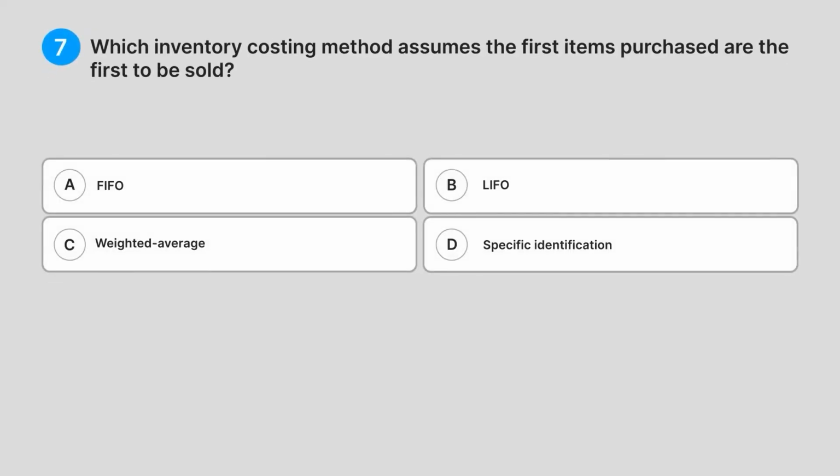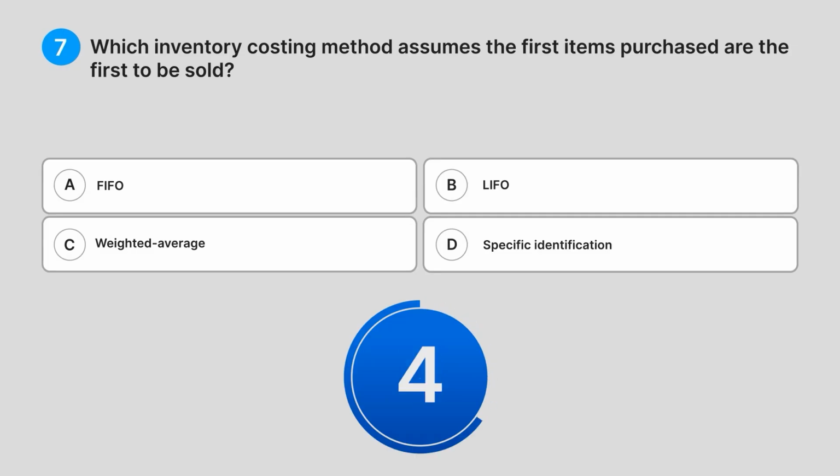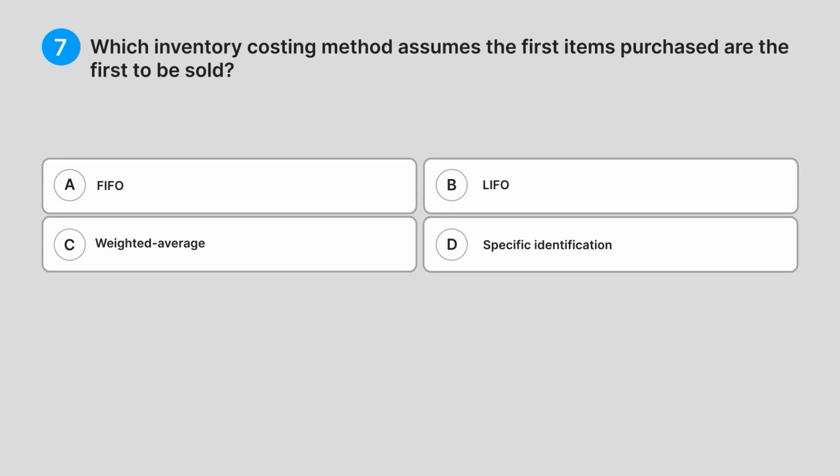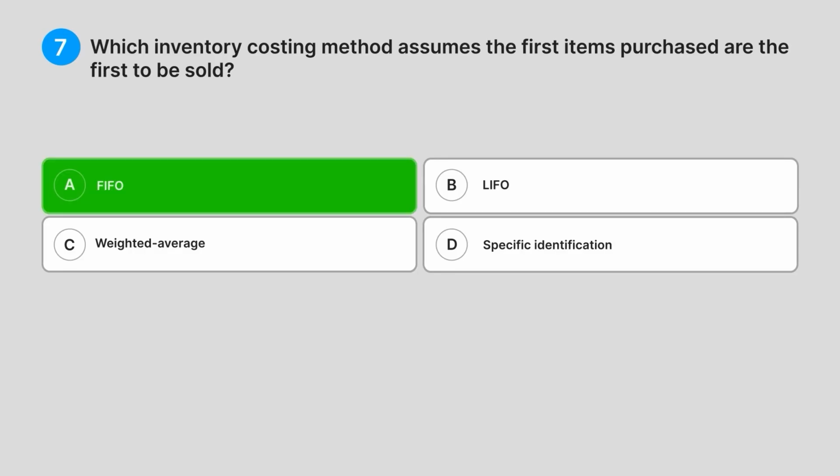7. Which inventory costing method assumes the first items purchased are the first to be sold? A. FIFO. B. LIFO. C. Weighted average. D. Specific identification. Can you guess the answer? Correct answer, A. FIFO.